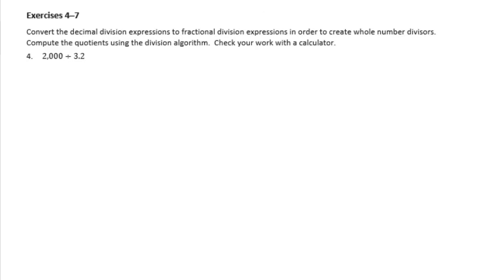Exercises 4 through 7. Convert the decimal division expressions to fraction division expressions in order to create whole number divisors. Compute the quotients using the division algorithm. Check your work with a calculator. So we're just putting it all together now. So 2,000 divided by 3 and 2/10. I need to move the decimal point 1 place, 1 power of 10. So I'm multiplying by 10. And I'll get 20,000 divided by 32. Let's go ahead and solve that problem.